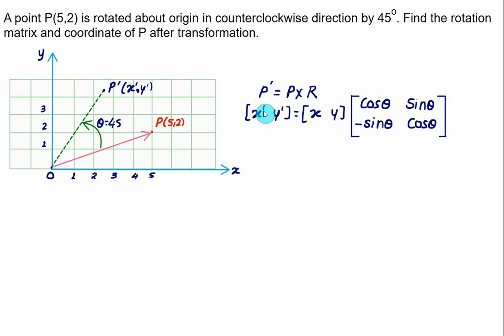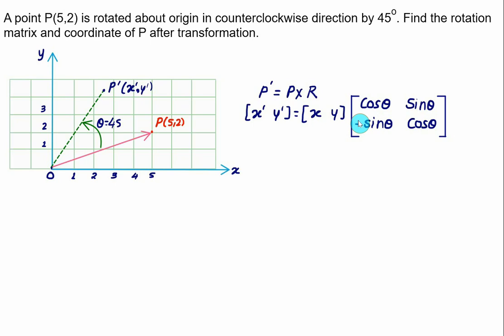So we'll use a standard result, that is P prime is equal to P into R. P prime is a row matrix x prime, y prime. P is also a row matrix x and y. X and y is same as 5, 2. Then we have cos theta, sin theta, minus sin theta, cos theta. Theta value you have to use as 45.